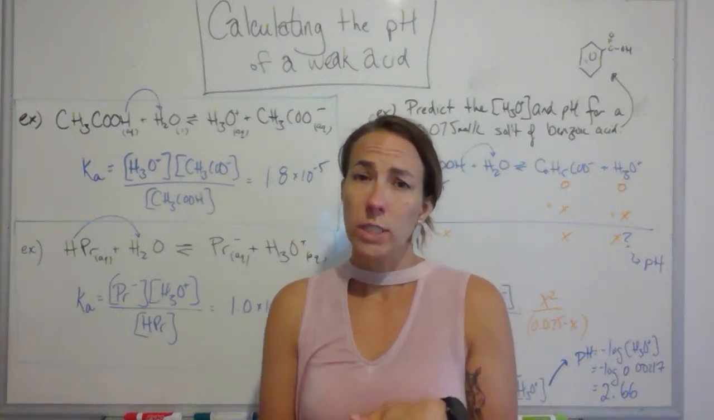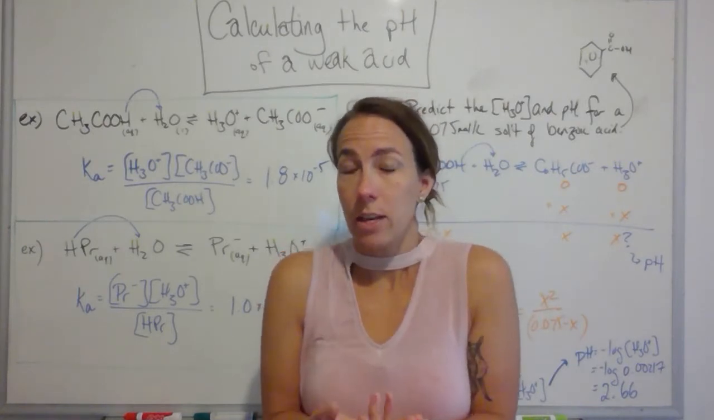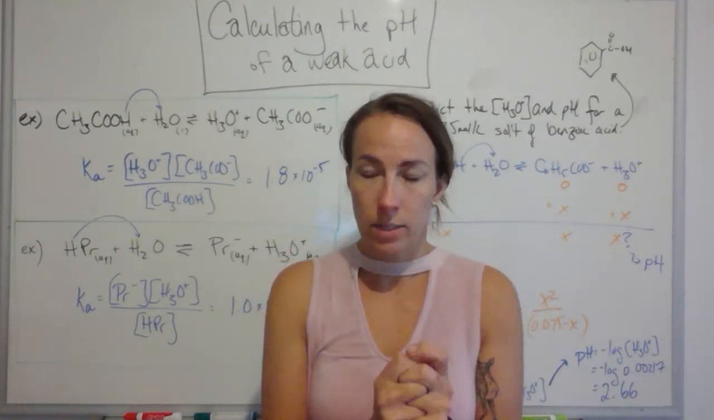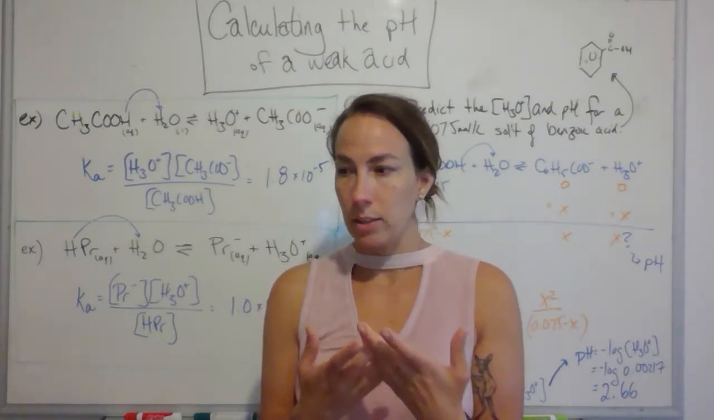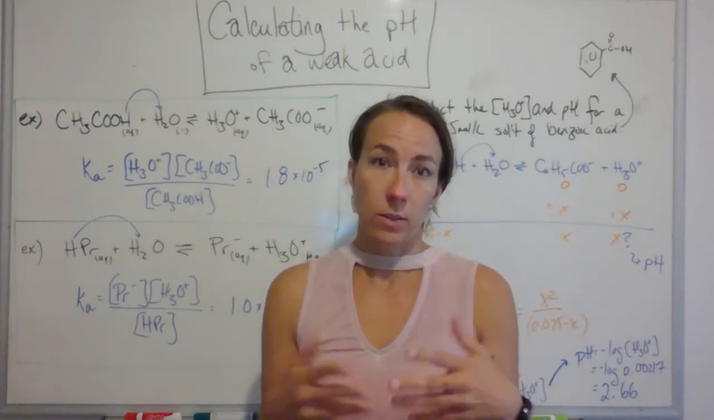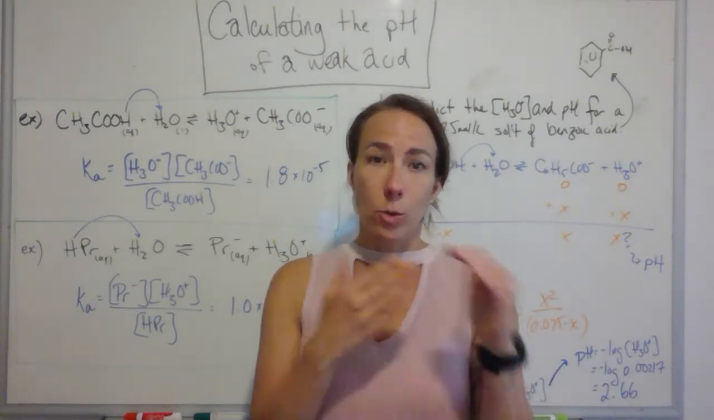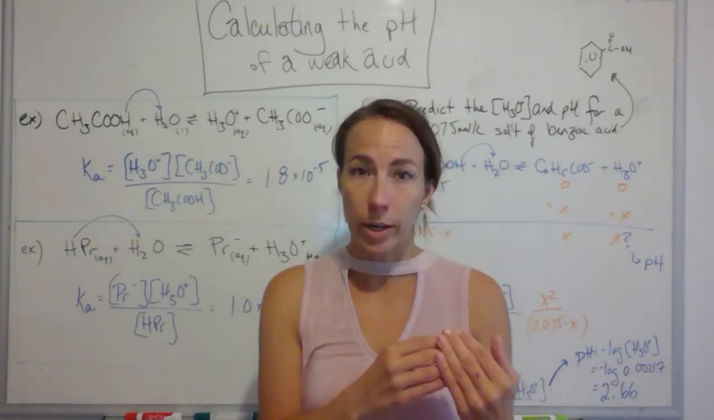Okay, in Chem 20, you will have calculated the pH of strong acids because they 100% ionize. Now, this is part of our equilibrium unit, and that means that we're going to focus on weak acids and weak bases because they don't 100% ionize, but they only partially ionize. They exist in an equilibrium.